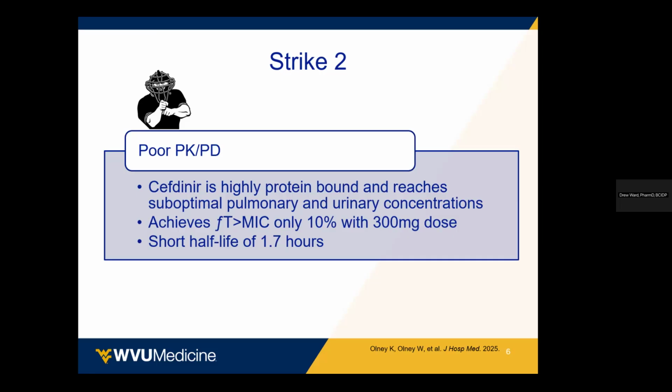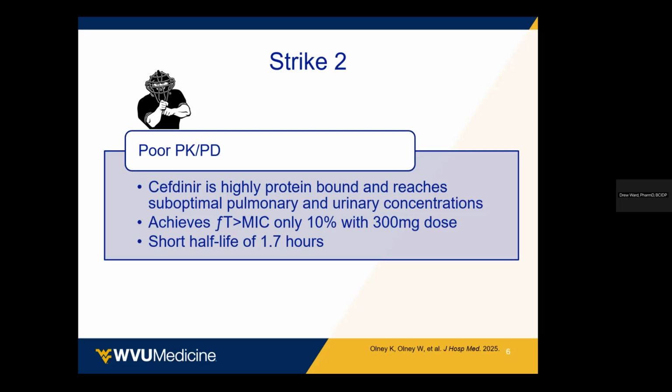The predominant pharmacokinetic parameter that we want to consider when using a beta-lactam is the time spent above the minimum inhibitory concentration of a bacterial isolate. And a 300 milligram dose of Cefdinir only achieves a time above MIC of around 10% when considering an MIC of 0.5.